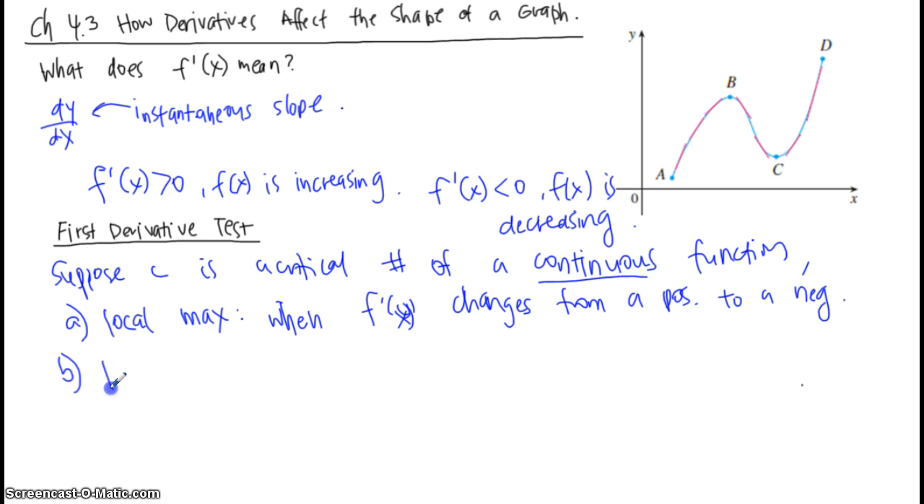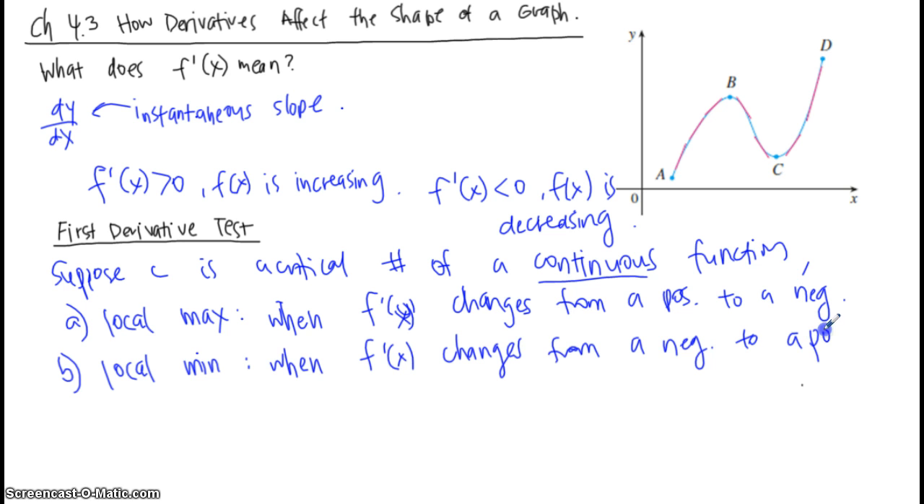So when is there a local min? There is a local minimum in the same way, right here at point C, when the slope of the graph, f prime of x, changes from a negative to a positive. So the local min happens at the point C, at the critical value of C.